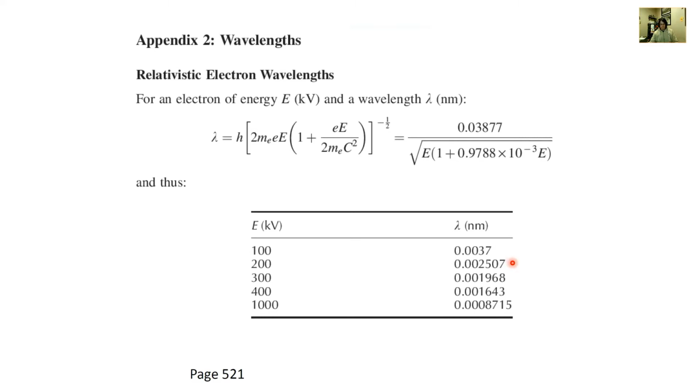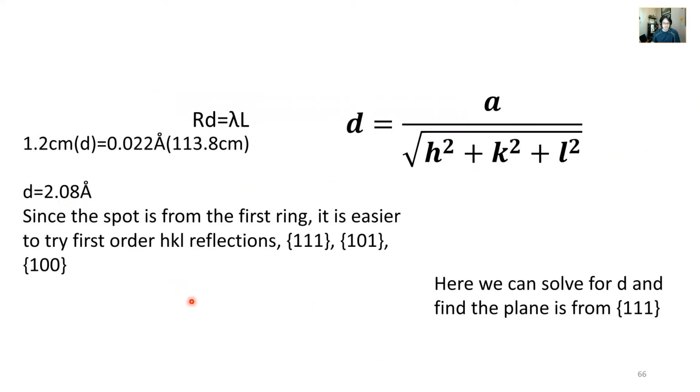I've pretty much always used the approximation. And anyway, I just wanted to show you a little bit of the differences between using the longer equation versus either the square root of 150 over voltage or 12.4 over voltage. But keep in mind, those are just approximations, but they're really not that far off. Anyway, it's up to you in the future what you wish to use. All right, so looking at it here, R D equals lambda L.